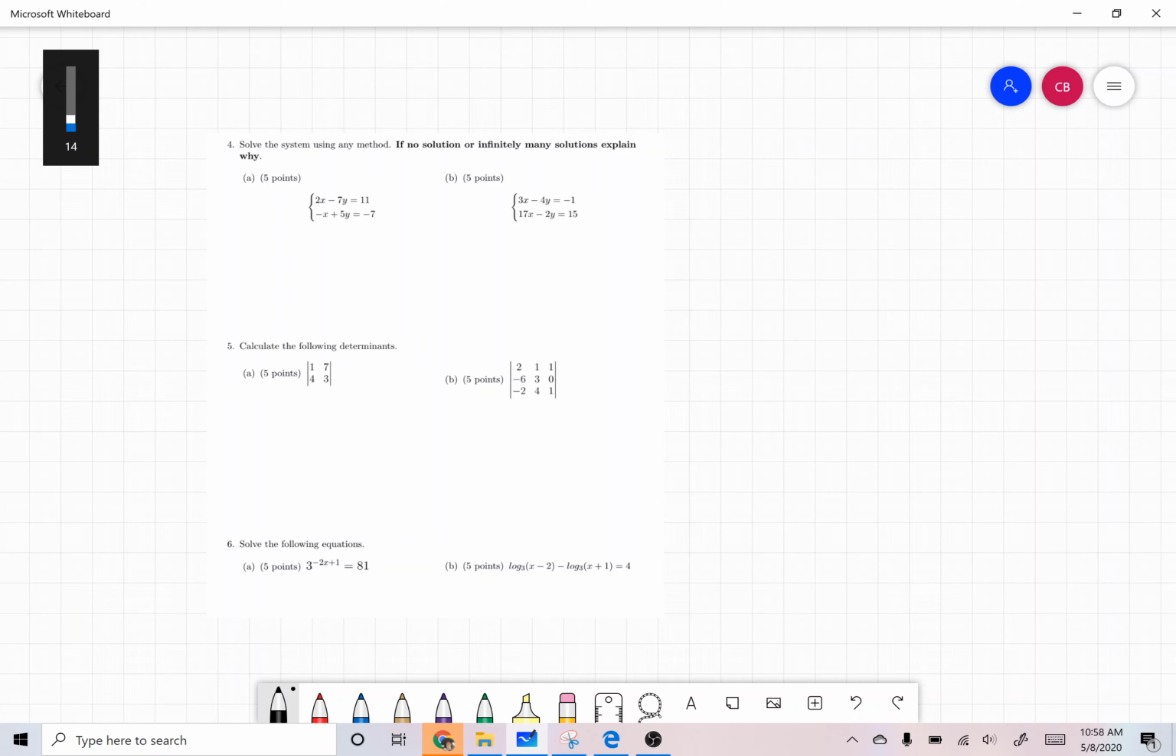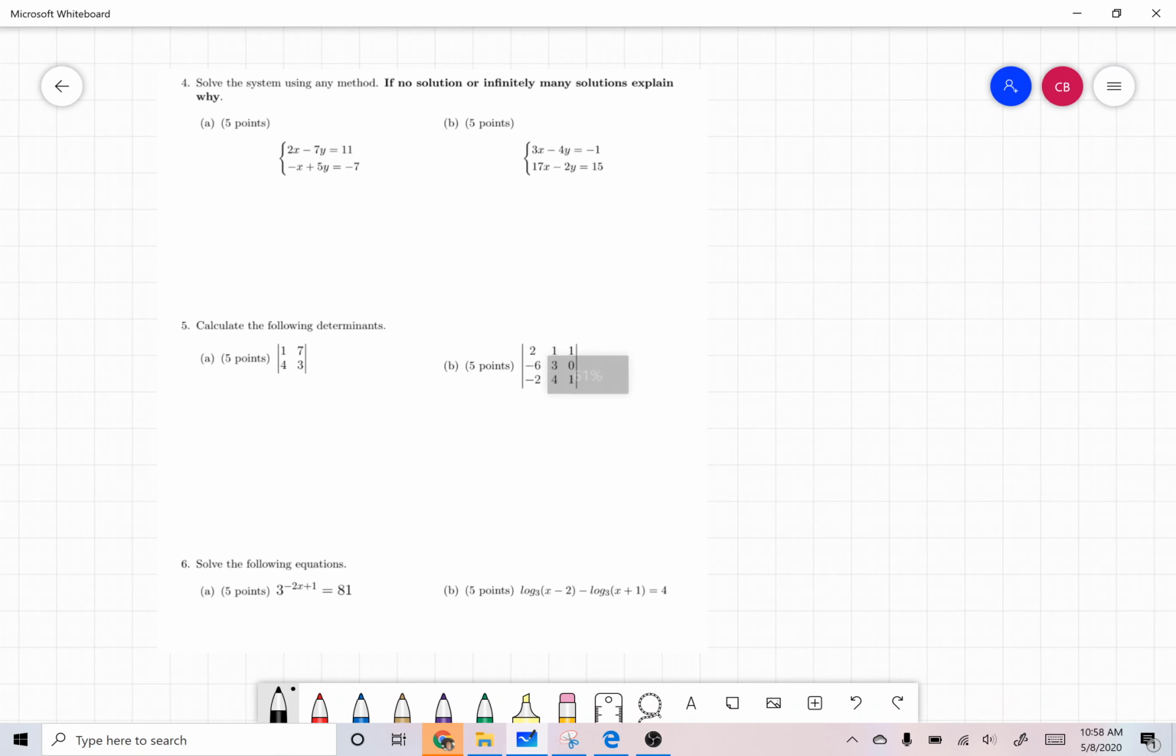Okay, guys, so we're going to go through this. We're going to do these by elimination. 2x minus 7y is equal to 11. And I'm going to write this other one up top. Negative x plus 5y is equal to negative 7. I'm just doing that to save myself some time of writing. I don't want to write 2x minus 7 again.